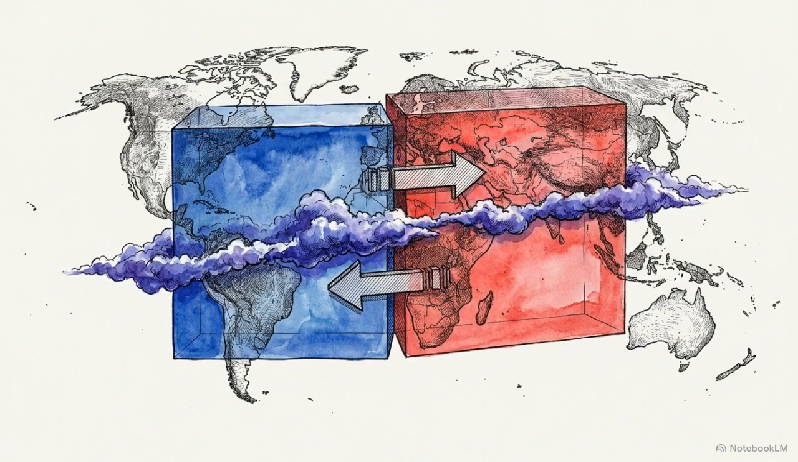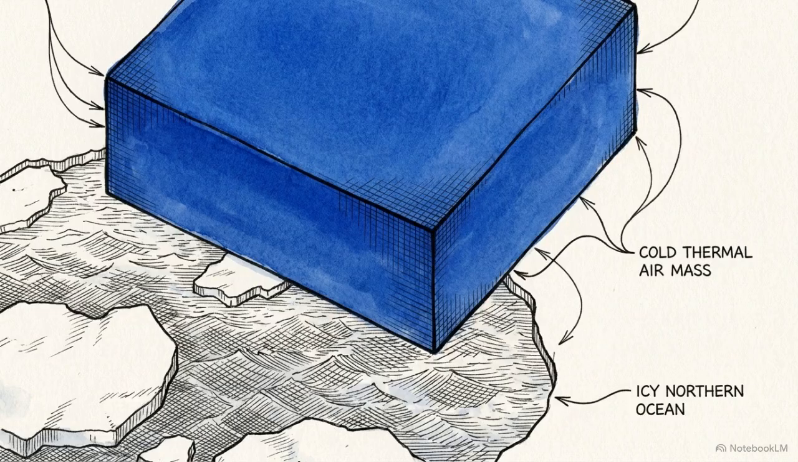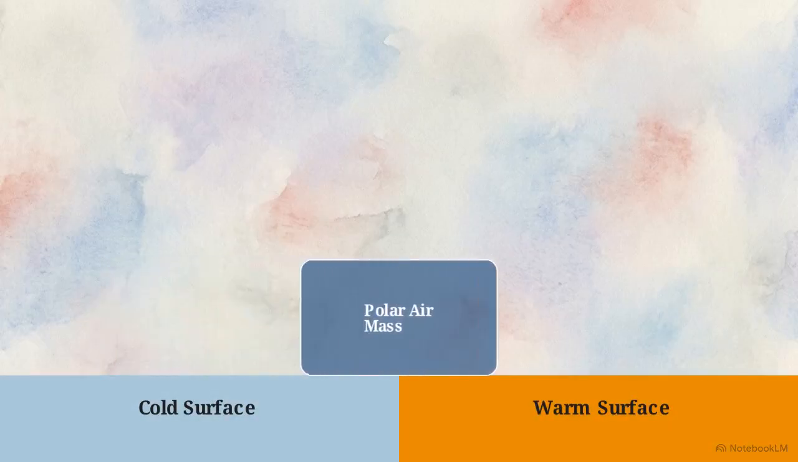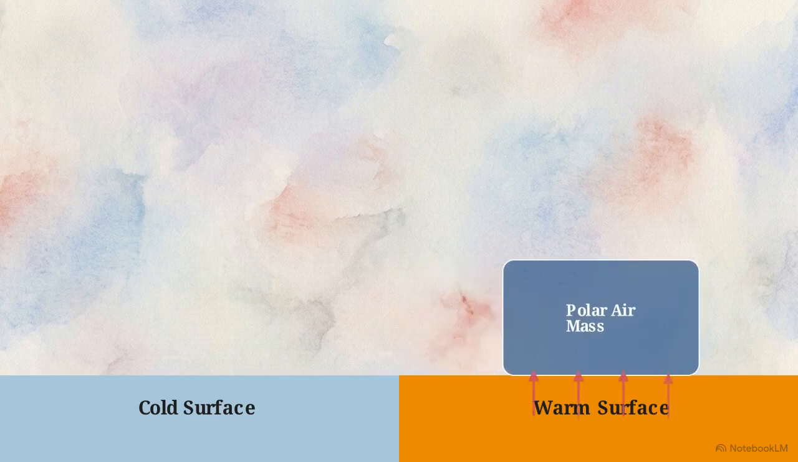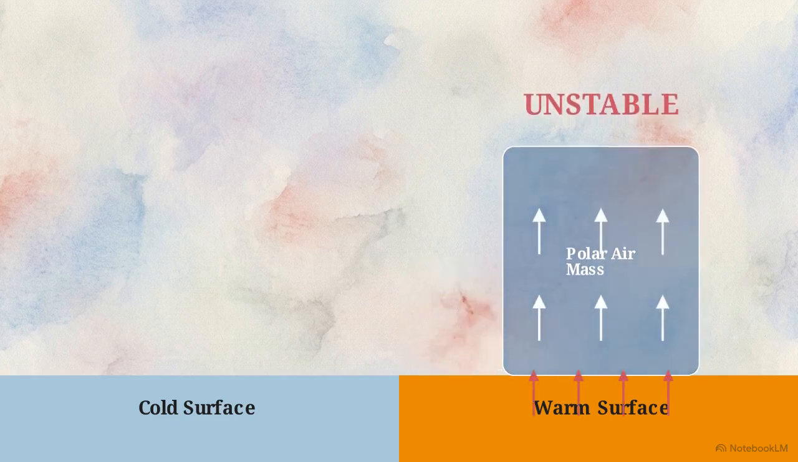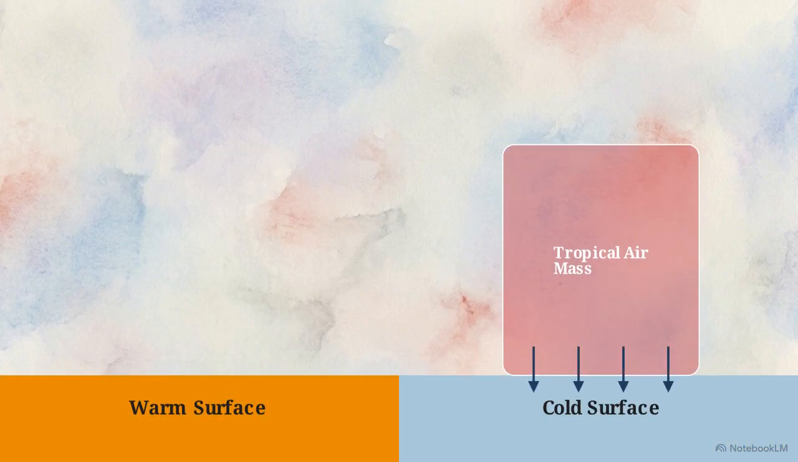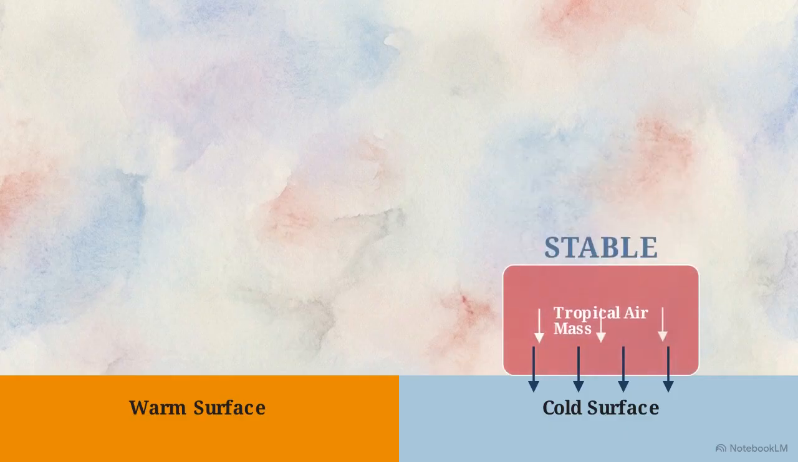horizontally across the globe. The properties of an air mass shift the moment it begins to move away from its point of origin. This diagram illustrates a cold polar air mass moving equatorward. Heated from below, lower layers destabilize, expand, and rise.